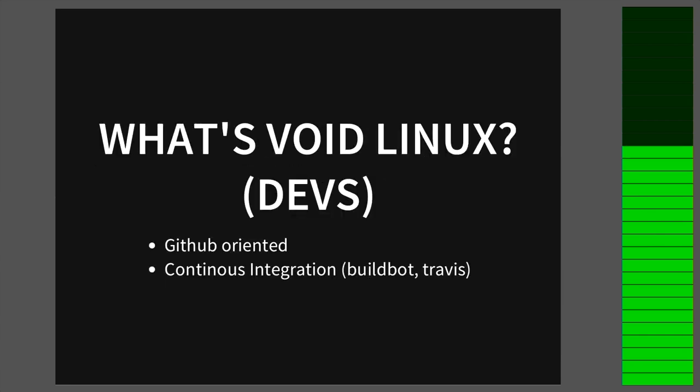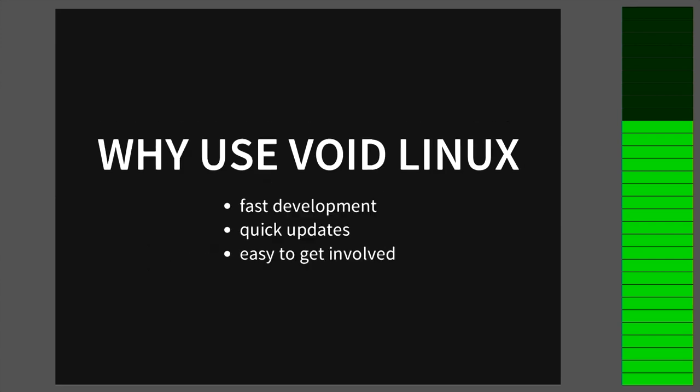I have no time. What's Void Linux for devs? We are completely managed on GitHub. We have a continuous integration based on Buildbot. So if any packages get updated on GitHub, they go to our continuous integration, and if they build, they are automatically put in our repositories. Now, why use Void Linux? We are very fast in development. You will see this in the next slides. We have quick updates, and it's very easy to get involved due to our GitHub-based development.